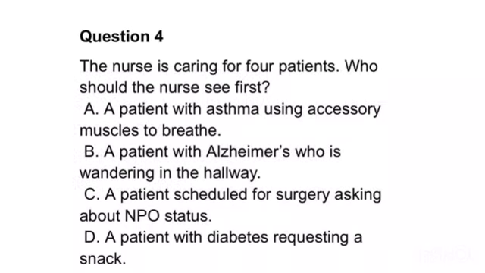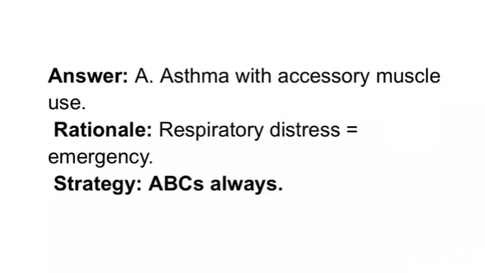Question 4. The nurse is caring for 4 patients. Who should the nurse see first? A. A patient with asthma using accessory muscles to breathe. B. A patient with Alzheimer's who was wandering in the hallway. C. A patient scheduled for surgery asking about NPO status. D. A patient with diabetes requesting a snack. Answer: A. Asthma with accessory muscle use. Rationale: respiratory distress equals emergency. Strategy: ABCs always.